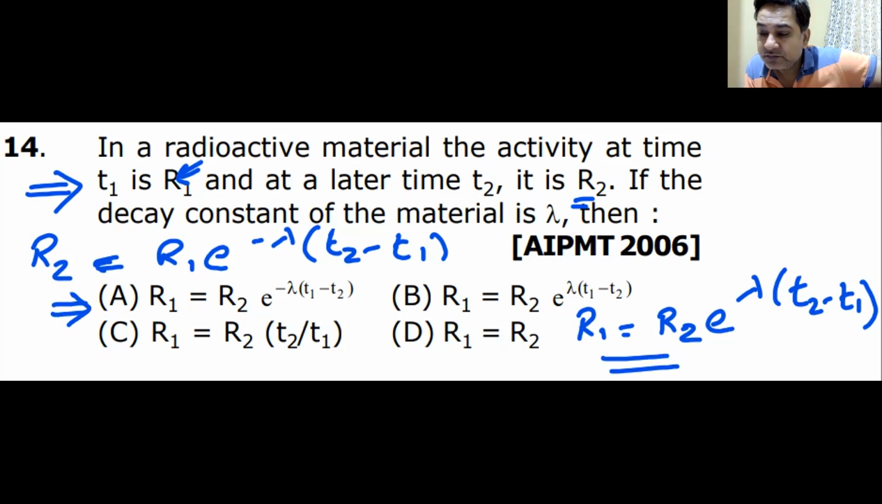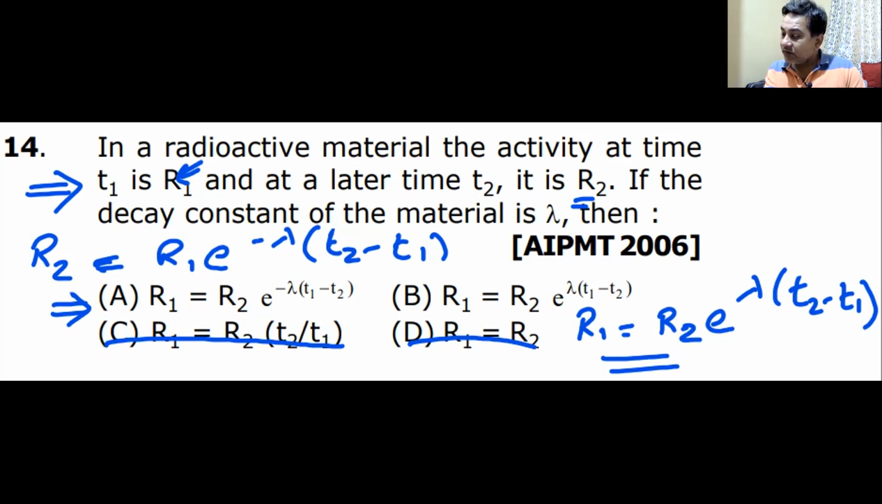Yes or no? Option number C is already gone. Option number D is already gone. The only competition is between option number A and option number B. So the correct answer is option number A. Everyone got this? Shall I move ahead in life?